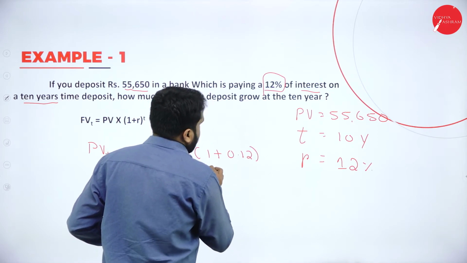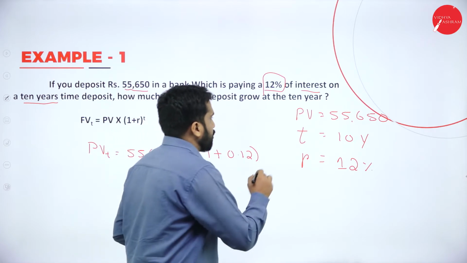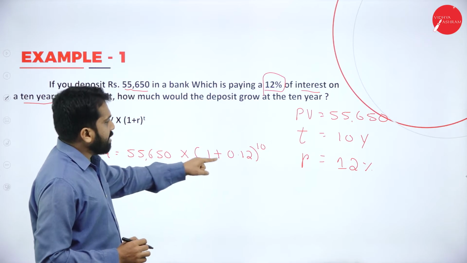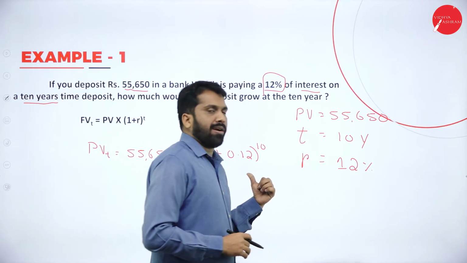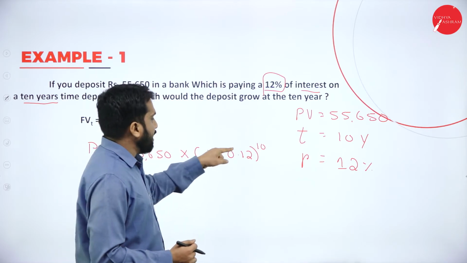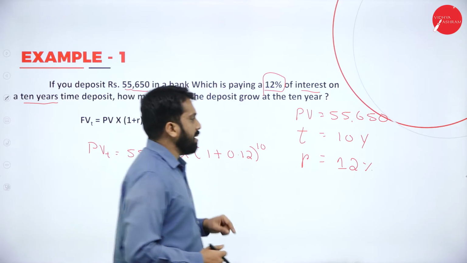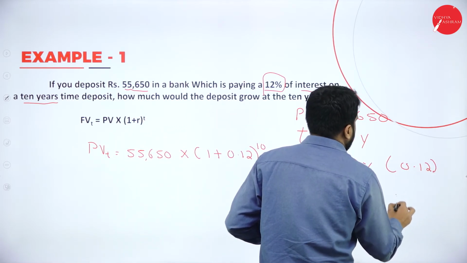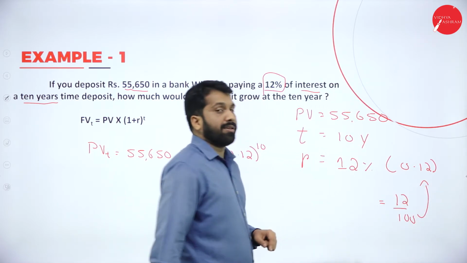0.12 divided by, anything is there? No. Number of years is how much? To the power of 10 years. Now, remember, I have done 0.12. Why? Percentage, you cannot take it here. If you want to take 12 by 100, you can take. Instead of taking 12 by 100, make it as 0.12. How come you got 12%? 12 by 100 is equal to 0.12.